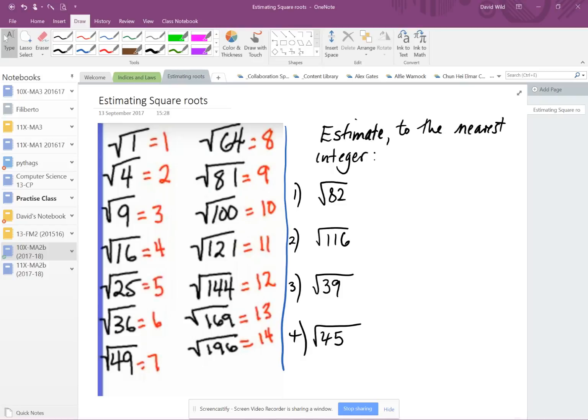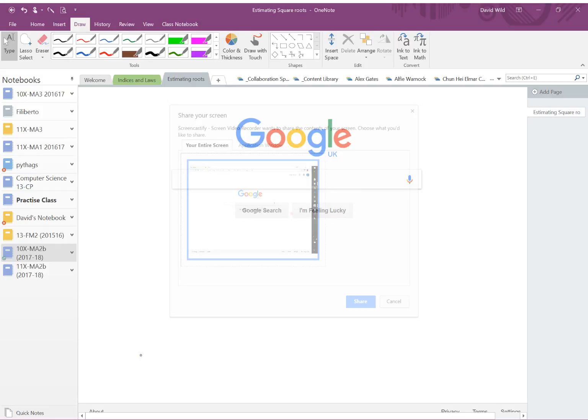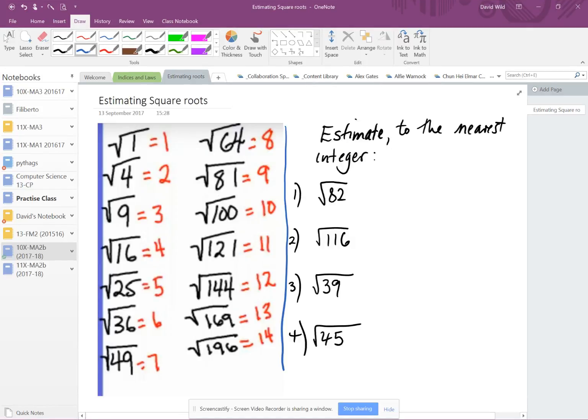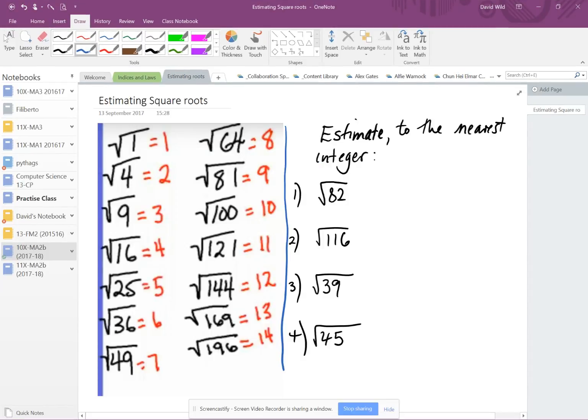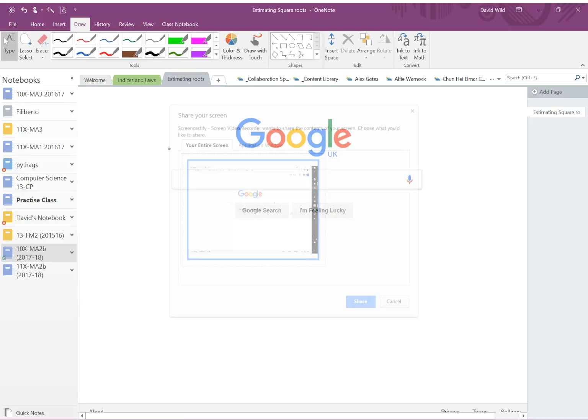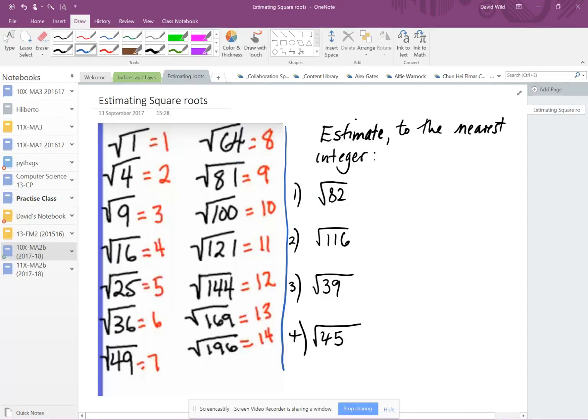Right, so last lesson we were starting to look at estimating square roots. And I thought it would be useful to put our perfect squares on the screen. These are called perfect squares. So we can just check that 1 squared is 1, 2 squared is 4, 3 squared is 9, 4 squared is 16, etc. You really should try and remember those as best you can, okay? Probably up to 14.